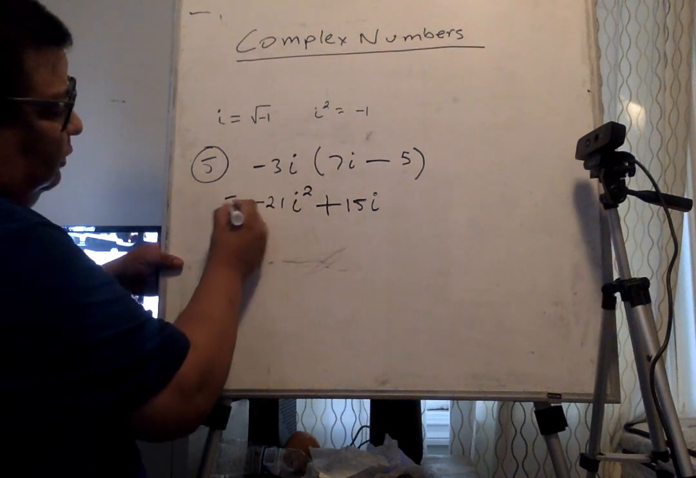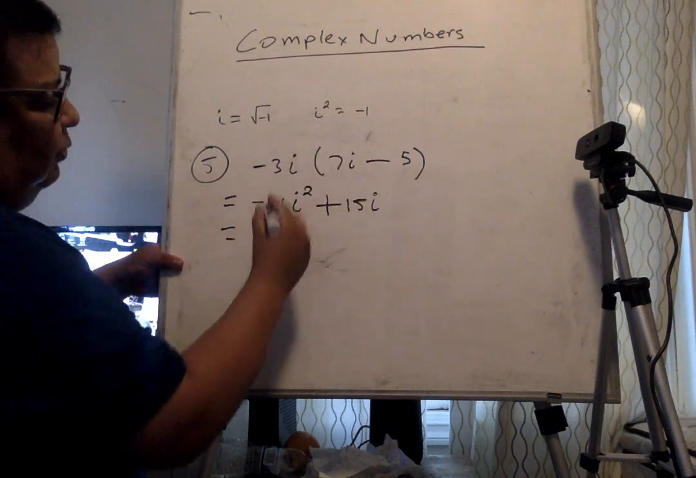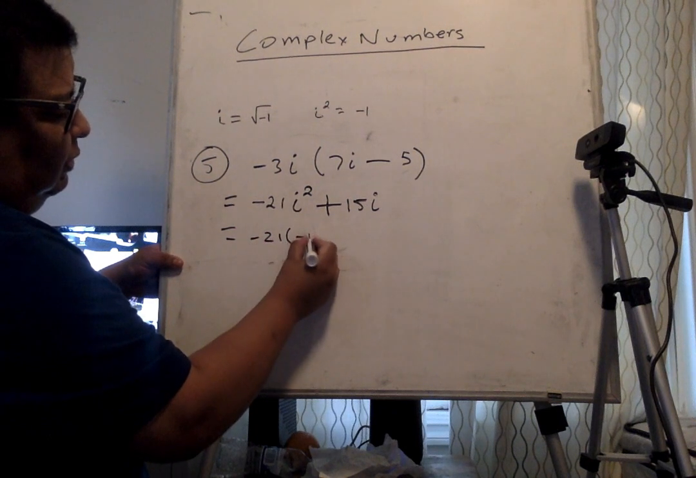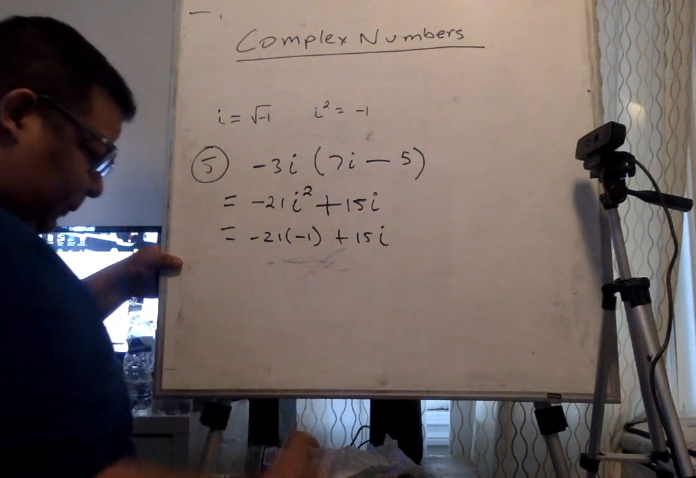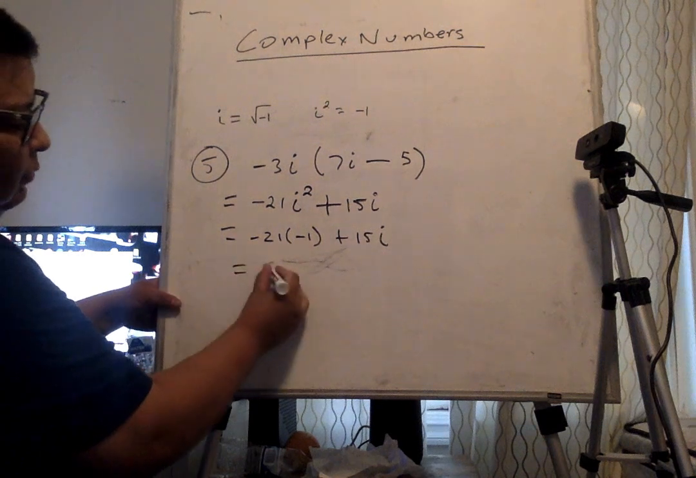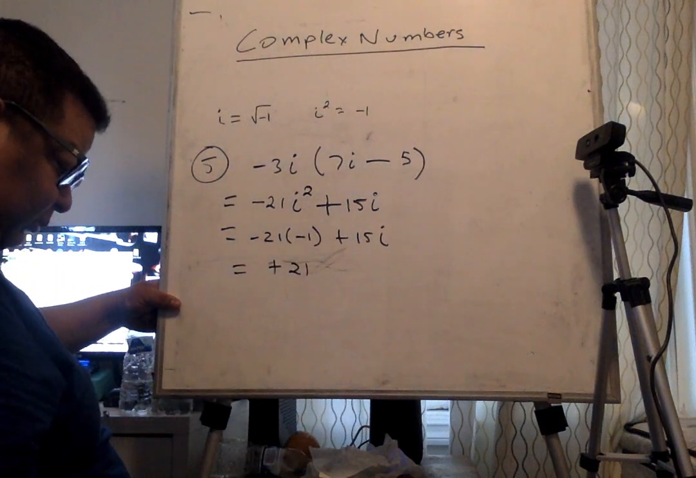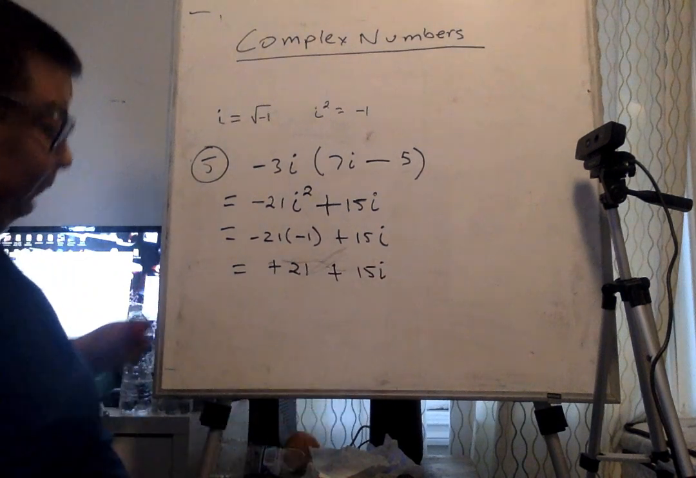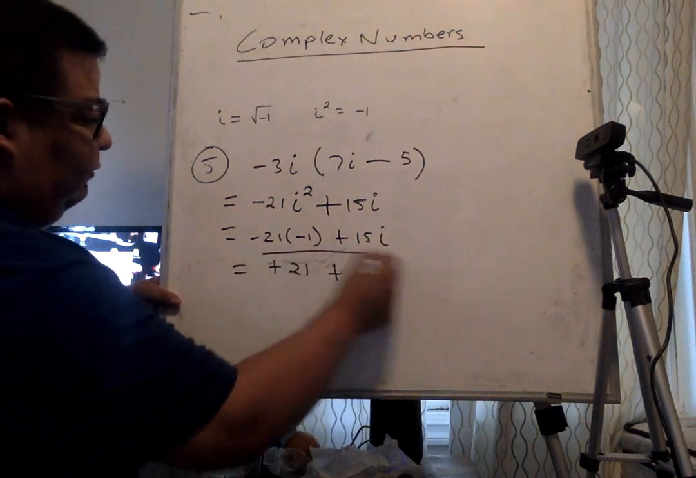Okay, the next step is going to be to get rid of this i squared, because i squared is equal to negative 1. So instead of i squared, we're going to write negative 1. So in parentheses, we can put negative 1 plus 15i. Alright, so negative times a negative is positive, so that will become positive 21 plus 15i. That gives you the final answer.